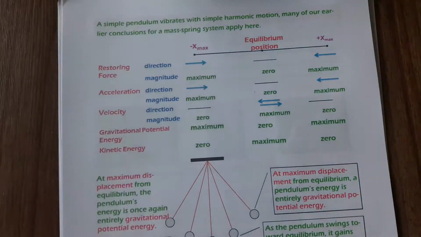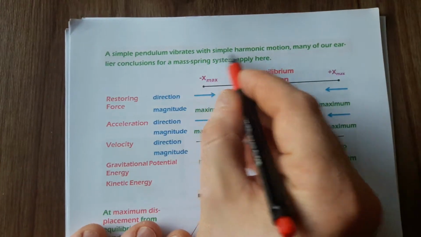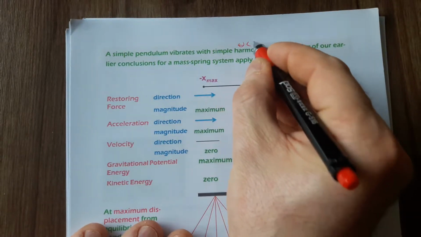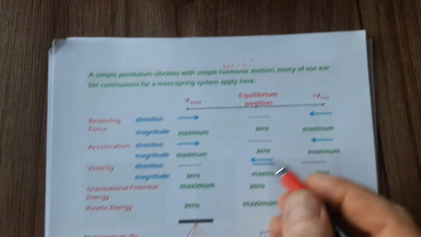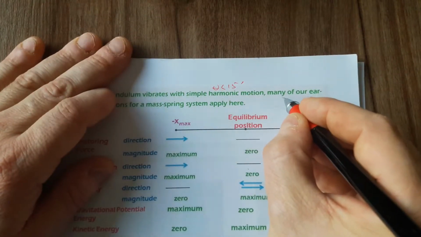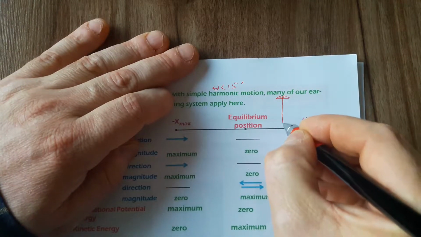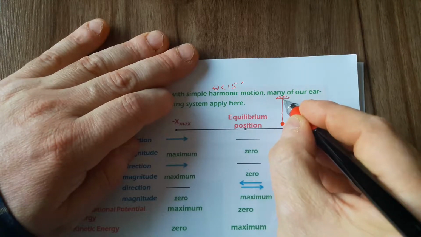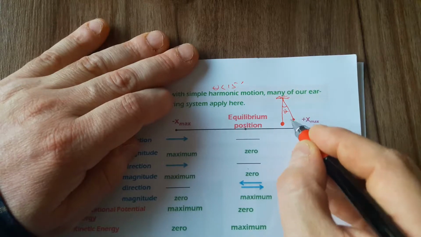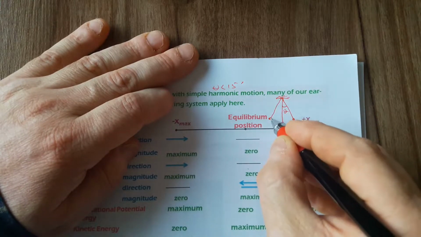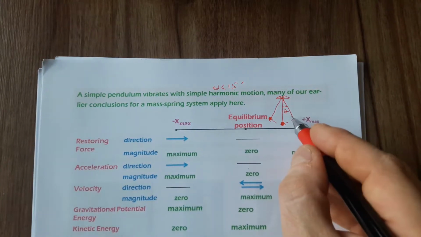So the simple pendulum also vibrates with simple harmonic motion if the angle is smaller than 15 degrees. So many of the earlier conclusions for the mass spring system also apply here. Now let me draw the cases again. This is the ceiling, this is the string, this is the ball. The angle must be smaller than 15 degrees. If it is, this bob starts to oscillate between these 2 points.